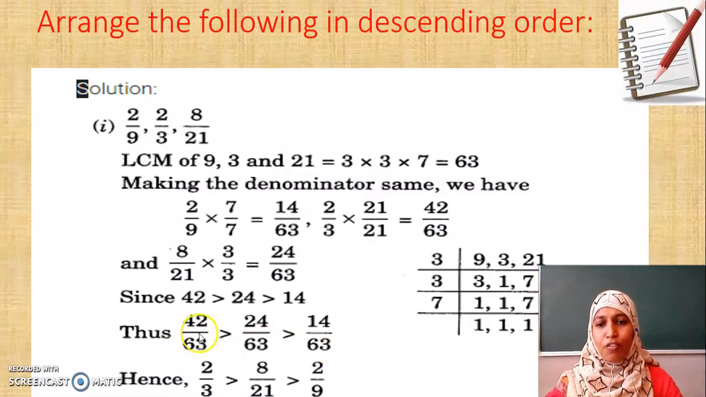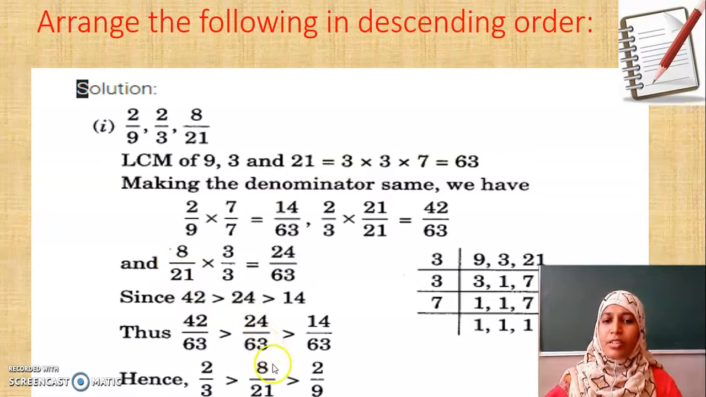Now what is equivalent to 42 by 63? From the previous step, it is 2 by 3. 42 by 63 is equivalent to 2 by 3. So below that I have to write 2 by 3. Similarly, 24 by 63 is the equivalent fraction of 8 by 21, so I have to write 8 by 21. Similarly then 2 by 9. So I have arranged it in descending order.